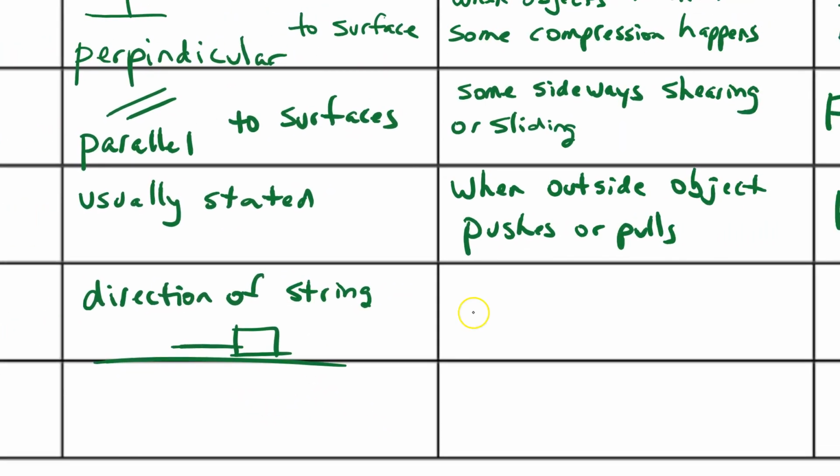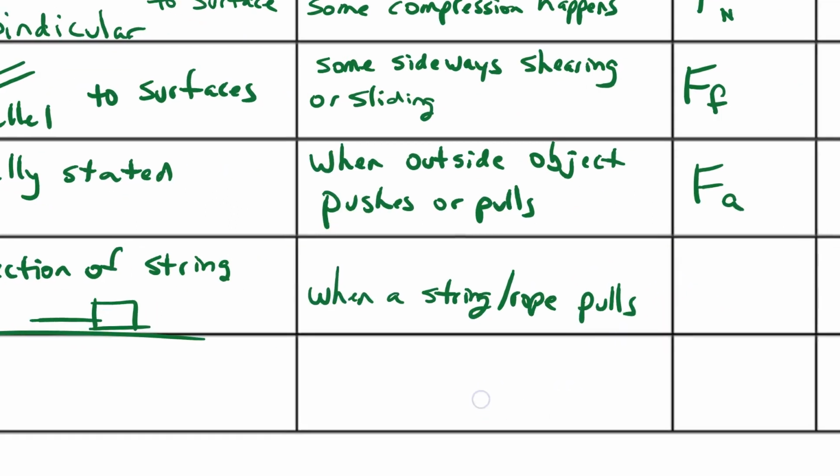When is it present? Well, look for a string. When a string or rope pulls. We call this one a tension force, Ft. Every once in a while you'll see places just do a T by itself for tension, but I'm going to try to use the capital F with a subscript T. So just for a note, you might see in other places like physicsclassroom.com that you just use a capital T.